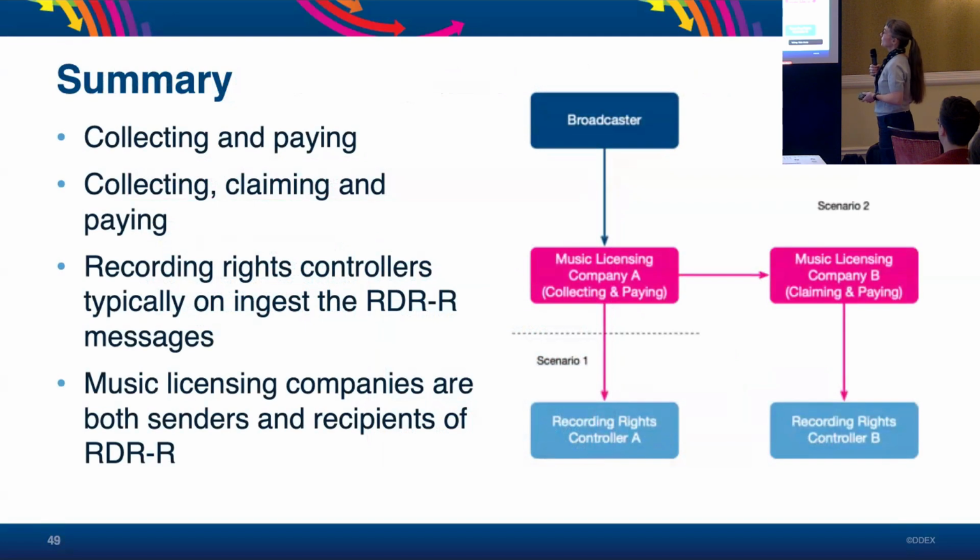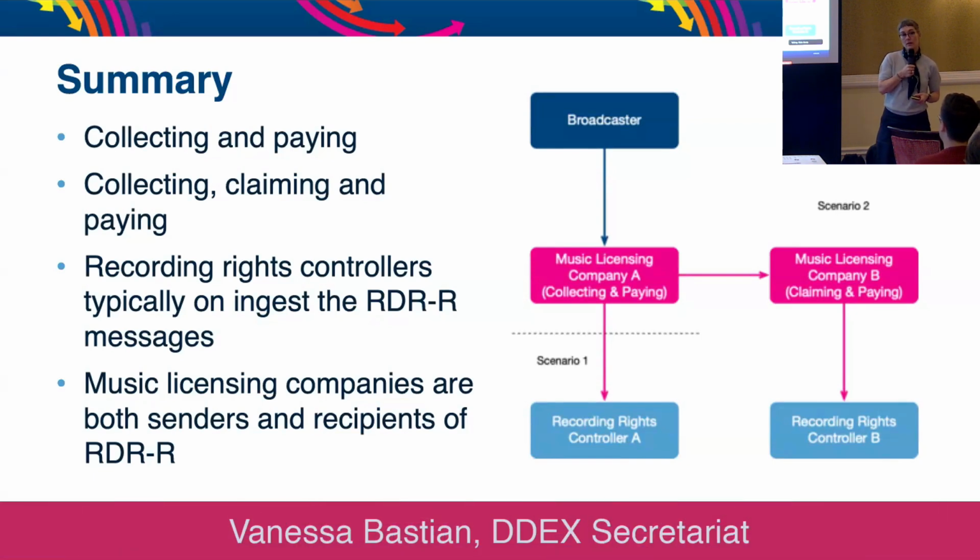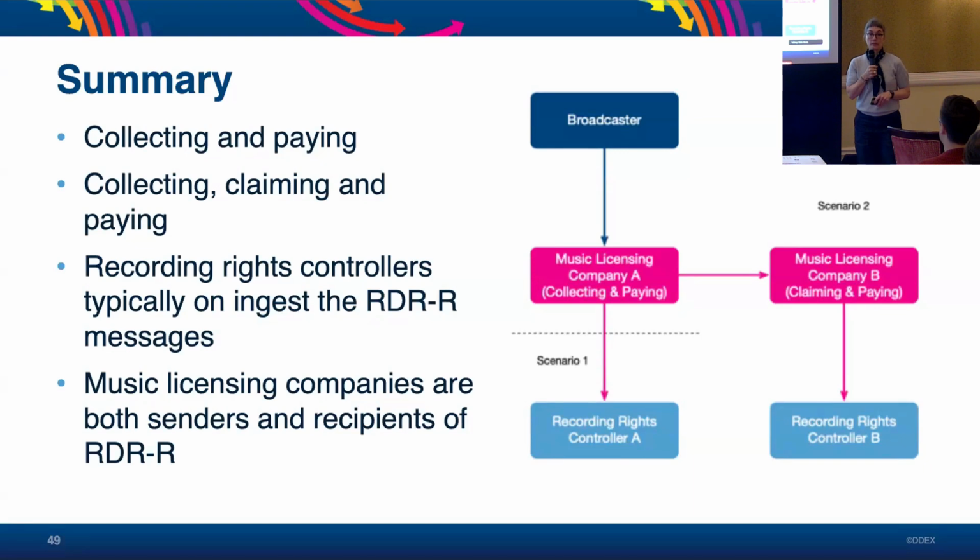So collecting and paying, collecting, claiming and paying, and in the end, the ultimate recipients are the recording rights controllers who need to ingest the RDR-R message. And the music licensing companies, however, are the ones that are sending and receiving the messages. So from an implementation point of view, the rights controllers have an easy bit. They only need to wait for a message to come and ingest it. The music licensing companies have to do an implementation of both export, sending, and recipient points of view.